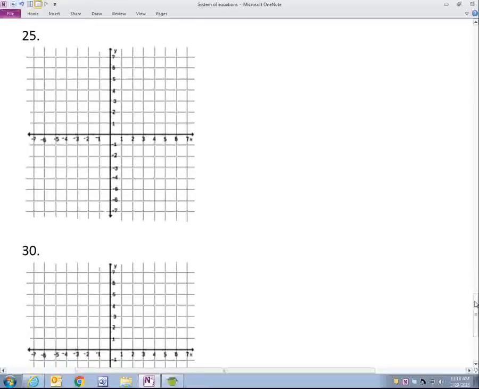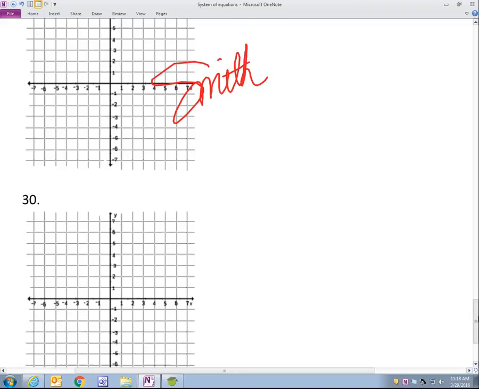All right, number 25. Let's see, which one is harder? Yep, we have 3 or 4 minutes. We'll just do number 25. Oh, number 30. Wait, let's see, 30. Yeah, let's do 30. 30's harder.